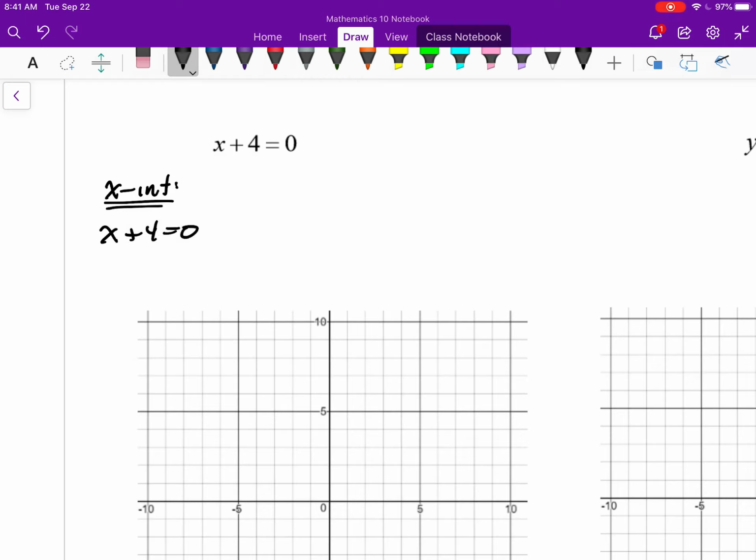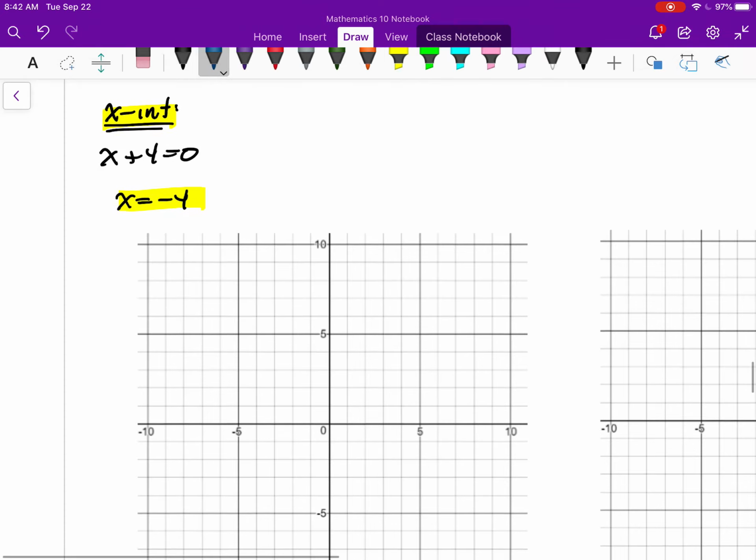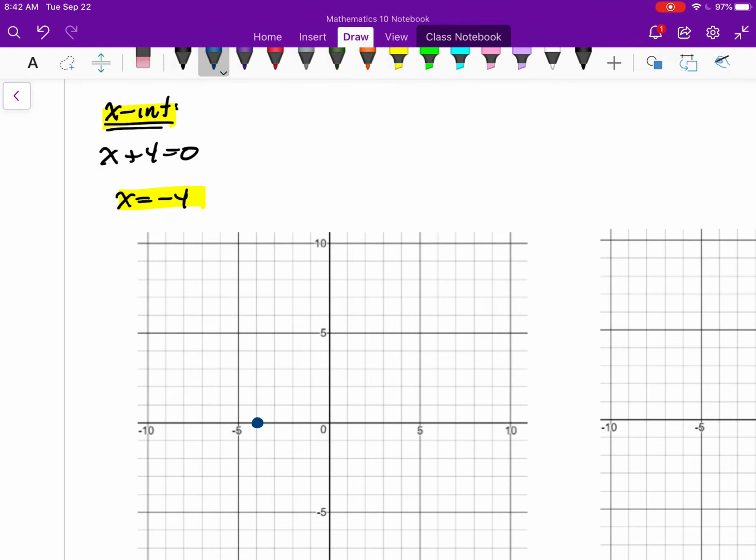x plus 4 equals 0. Subtract 4 from both sides. x equals negative 4. Seems kind of weird, but I can still do it. I just had no y to replace with 0, but still I can do that. And so I know this has an x-intercept at negative 4. Okay, let me draw that right there. All right.